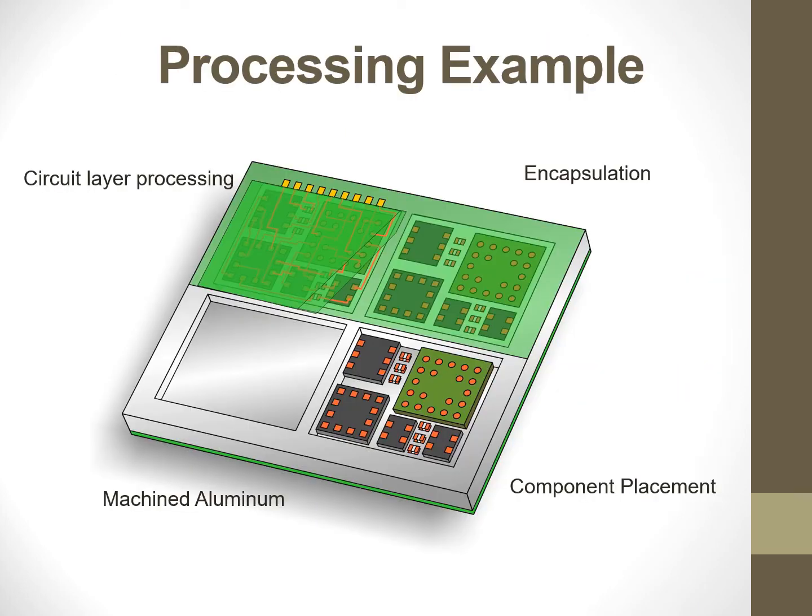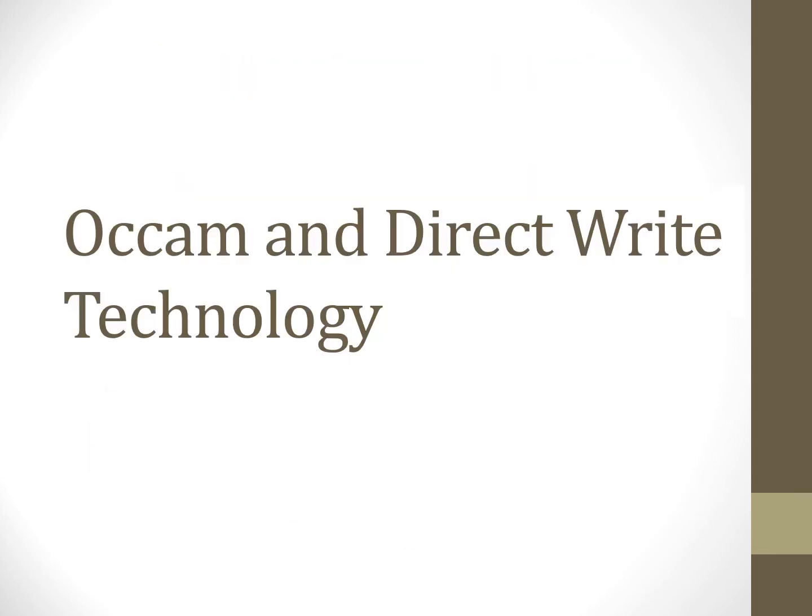Here's what that looks like on a one-sided assembly. The idea, starting at the lower left, is machining aluminum, again placing the components into the carrier base, encapsulating them, and then building up whatever layers of circuitry are required to make all of the interconnections for the assembly.